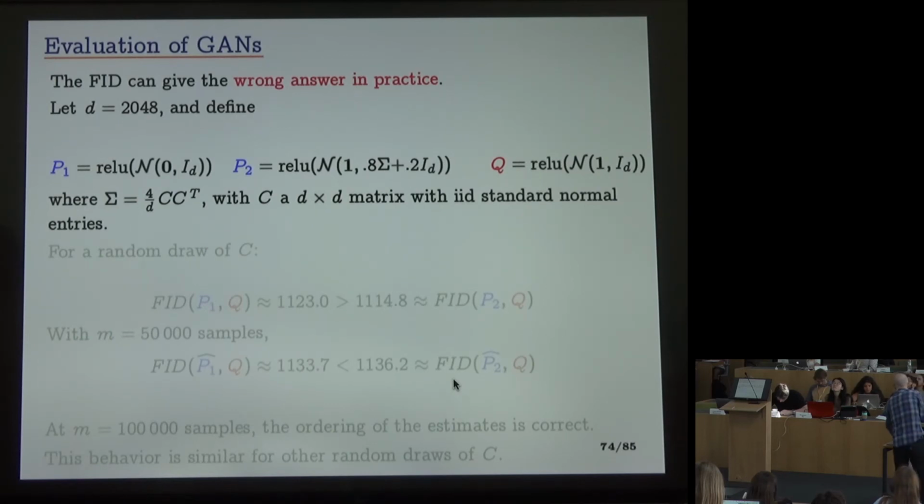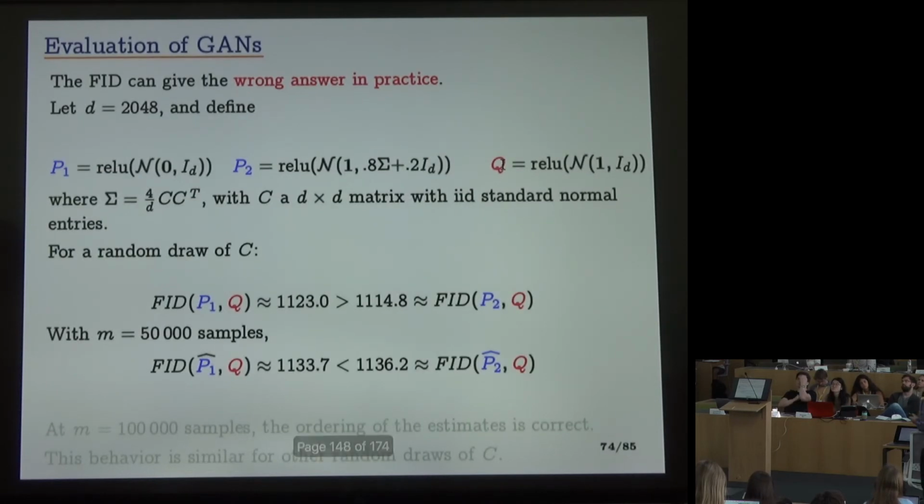So P1, which is the output of my feature extractor for GAN 1, is ReLU applied to a standard normal. P2 is ReLU applied to this funny normal with a slightly distorted covariance. And Q are the features of my target. So I've just taken Gaussians and pushed them through ReLUs to give the sort of statistics that I would expect to see in the pool 3 layer of my Inception network. And now I'm going to compute FID.